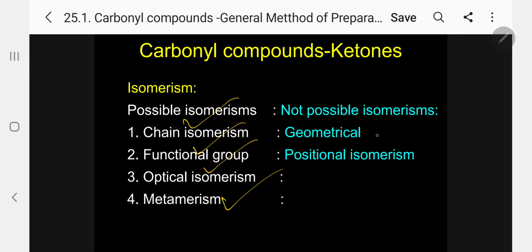So what isomerism is not possible? Geometrical is not possible, only alkene and alkene derivatives show it. Positional isomerism: a carbon-containing functional group will not show positional isomerism. According to that, aldehyde and ketone will not show it. Please follow. The remaining four I will discuss now.